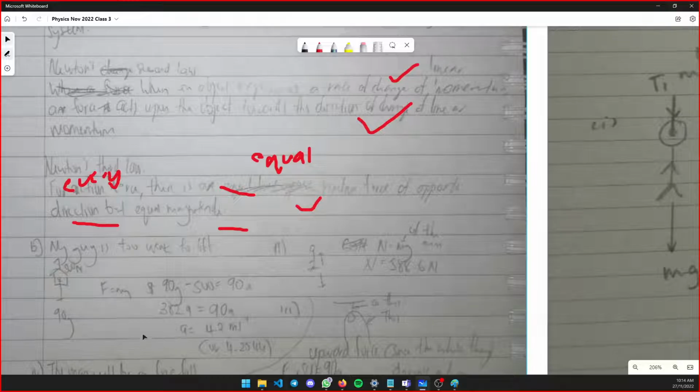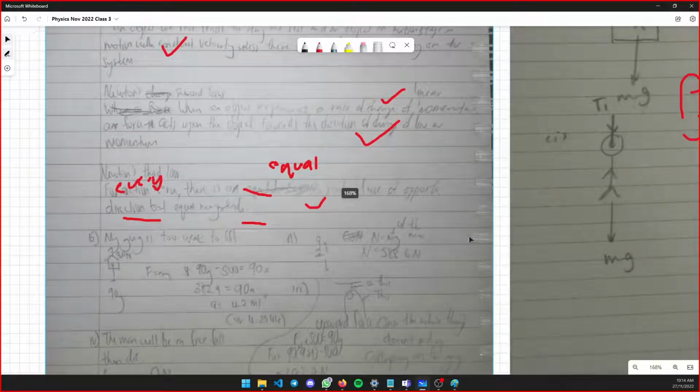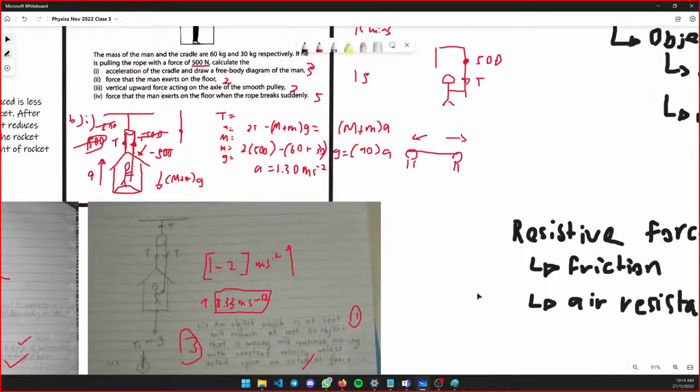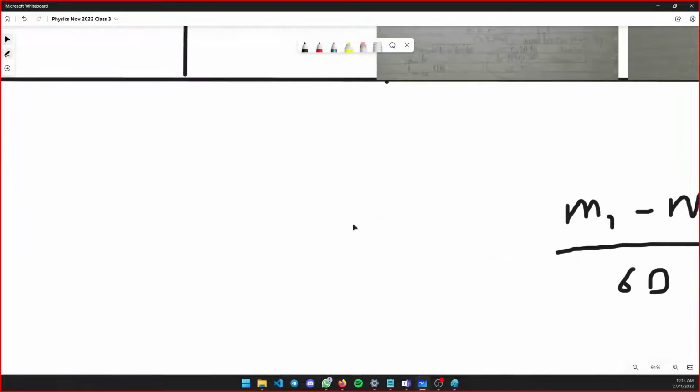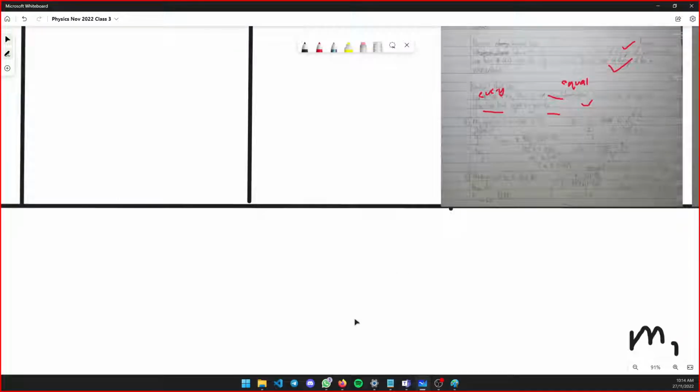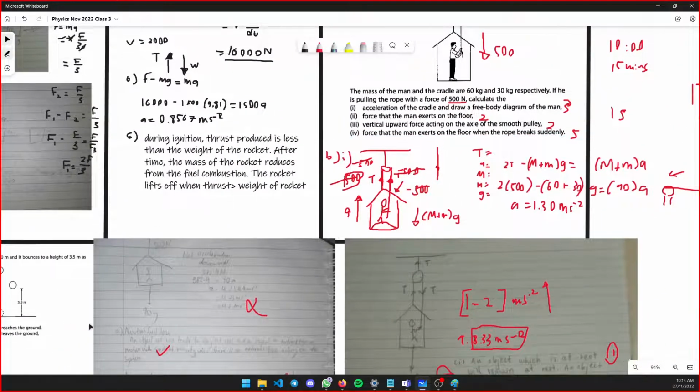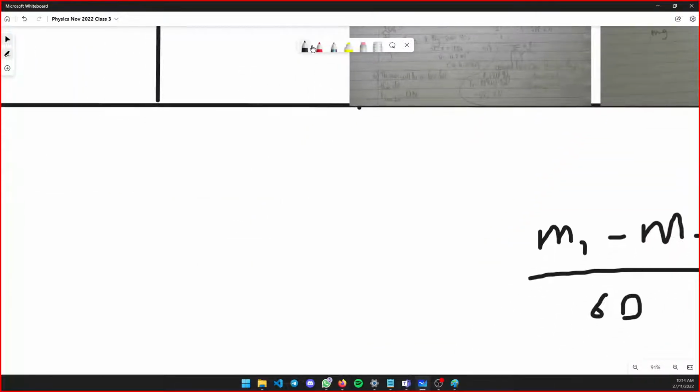Okay, so there's a reaction force with the floor, and then there's a tension on the rope, right? I'm trying to do the basic answers first. Let's go here. So question two. Question two is what? Force that the man exerts on the floor. Okay, force the man exerts on the floor.